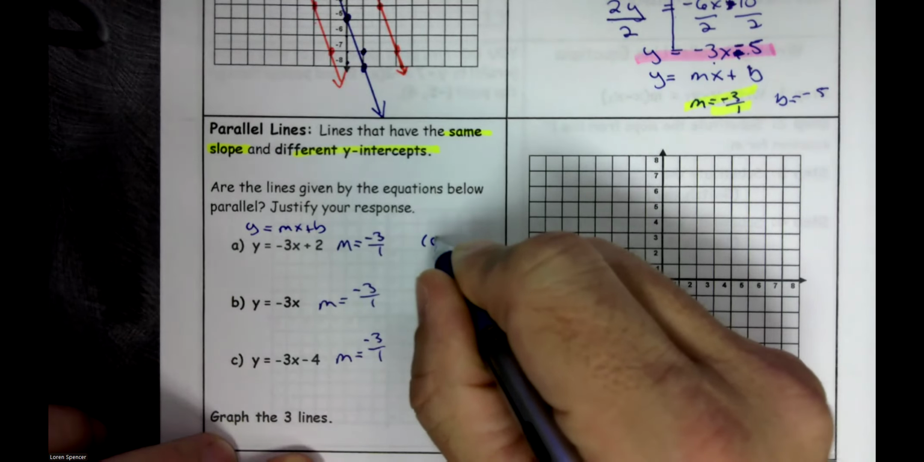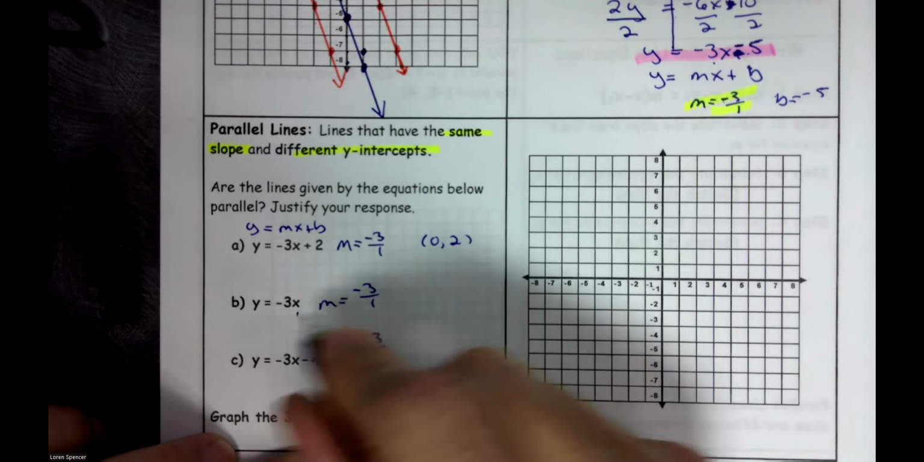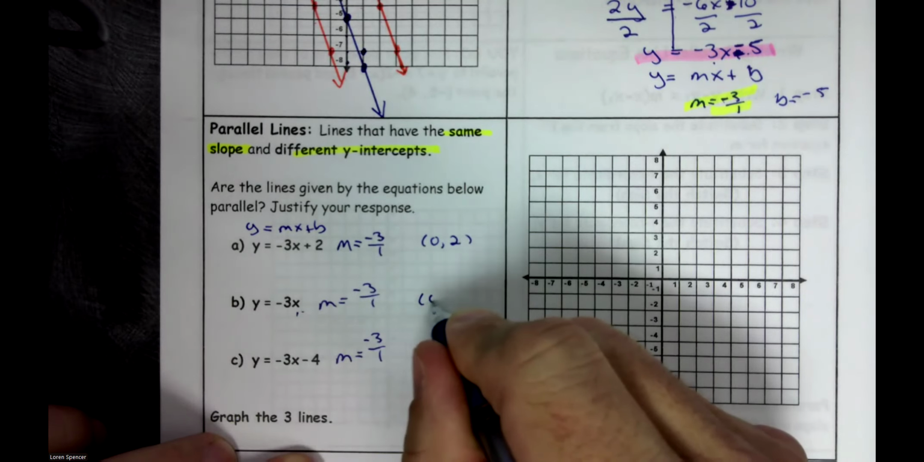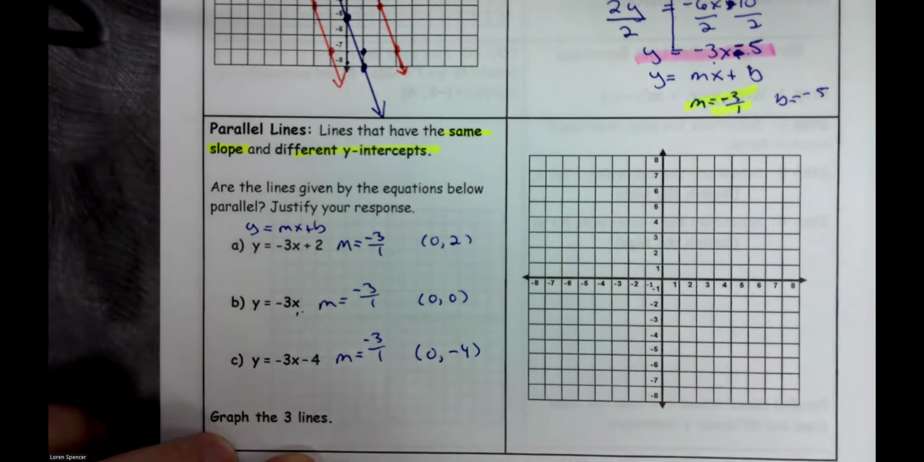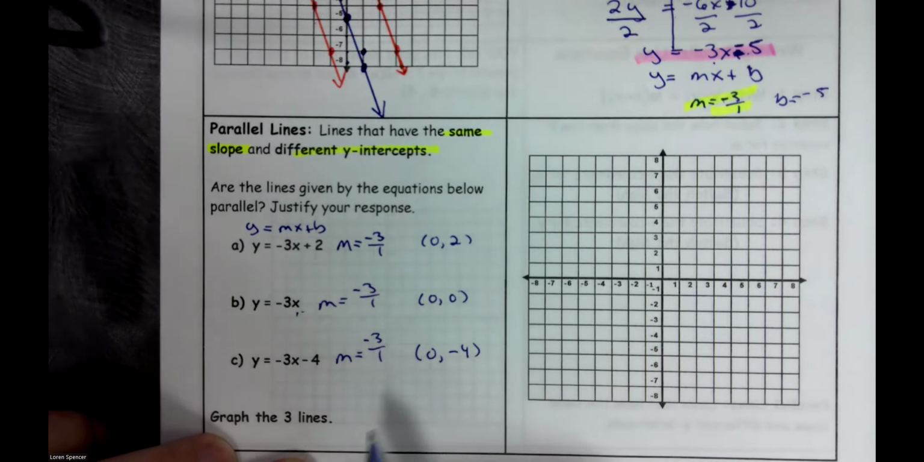In my ordered pair, 0, 2. This is tricky. There's nothing there, so that means it's 0, 0. So this has a different y-intercept. And then this is 0, negative 4. So all of them have the same slope, and they all have different y-intercepts. So they are, in fact, parallel lines.